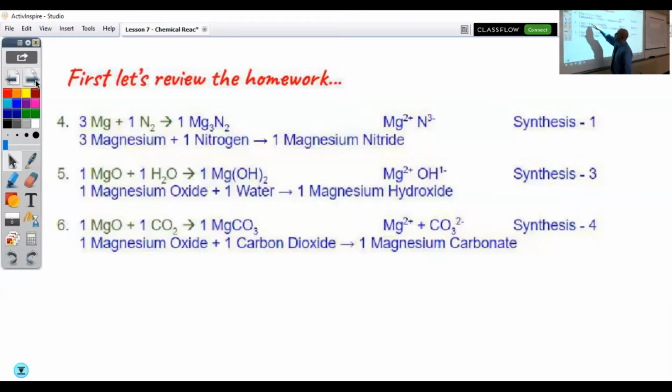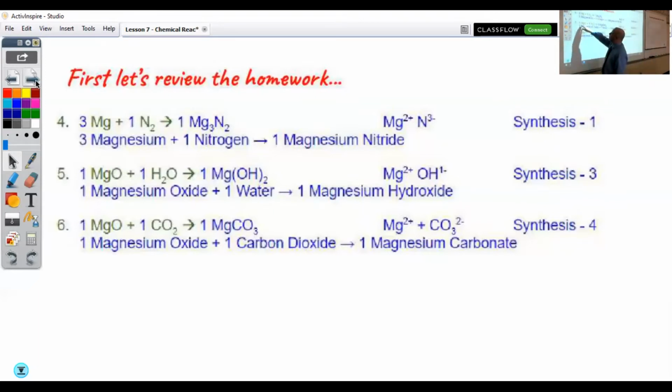For students who are just writing the names, we have magnesium, we have nitrogen, and then of course, when we write the formula for magnesium nitride, the ending on nitrogen has to change to that IDE ending. And again, this was a synthesis reaction.